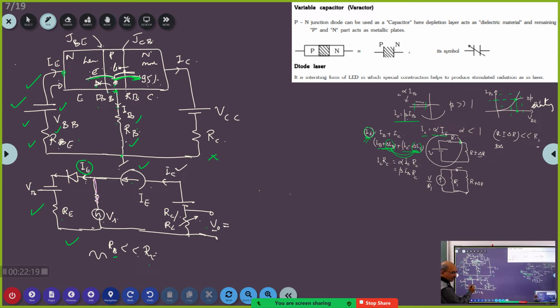What will happen to this current? Because of this source, there is IB flowing here. Now, because of this source, there will be one more current flowing. This current is flowing because of this. Agreed? And I am showing it with a small letter, meaning that it is varying with respect to time. So what happens to this current? This current will now be IC plus small ic. Got it?